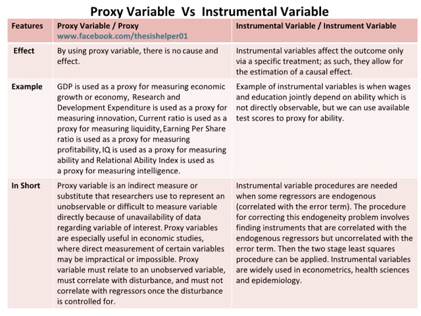Proxy variable must relate to an unobserved variable, must correlate with disturbance, and must not correlate with regressors once the disturbance is controlled for. Whereas, instrumental variable procedures are needed when some regressors are endogenous, correlated with the error term. The procedure for correcting this endogeneity problem involves finding instruments that are correlated with the endogenous regressors but uncorrelated with the error term. Then the two-stage least squares procedure can be applied. Instrumental variables are widely used in econometrics, health sciences and epidemiology.